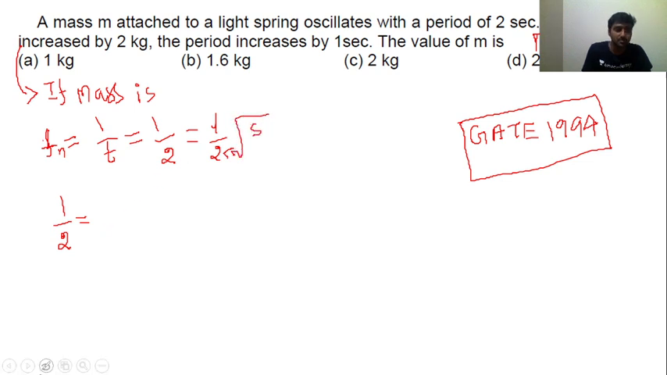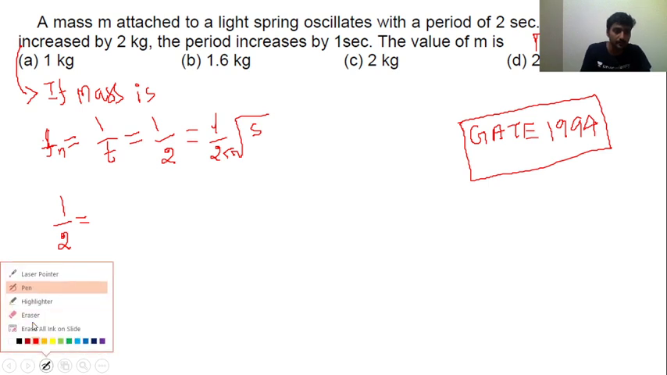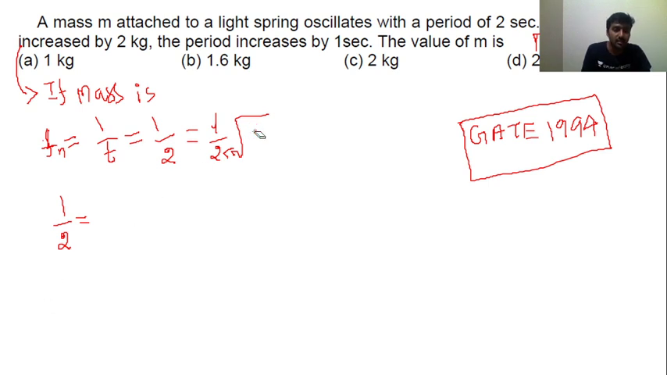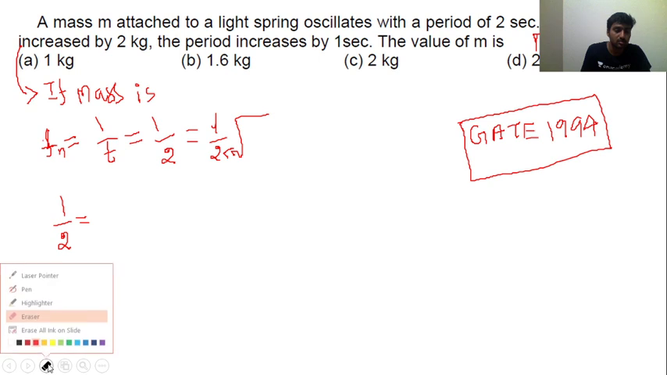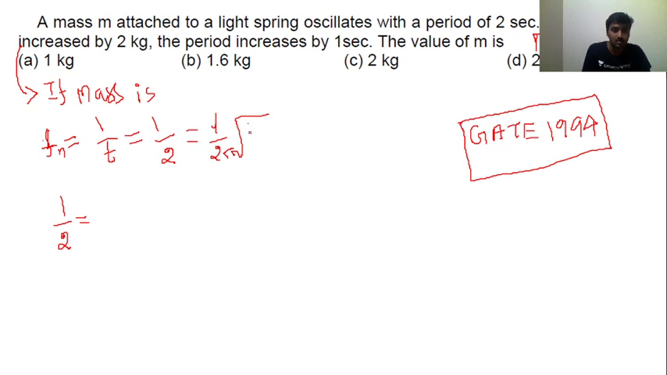Here I am taking spring stiffness as K. We can select K or S. Stiffness is equal to K divided by M. So the frequency is equal to 1 divided by 2 pi into root of K divided by M.